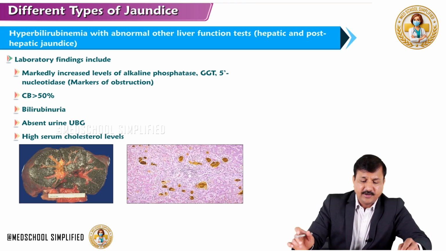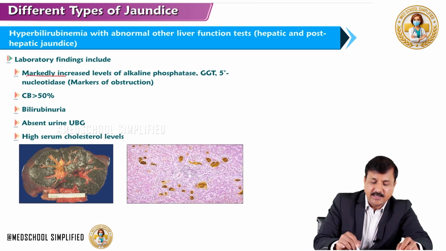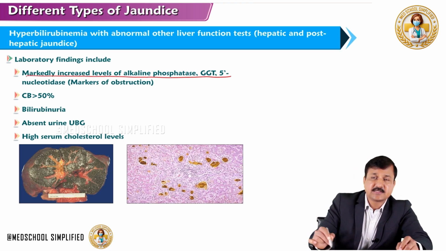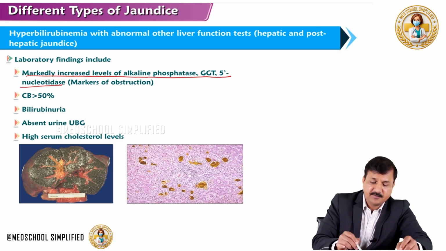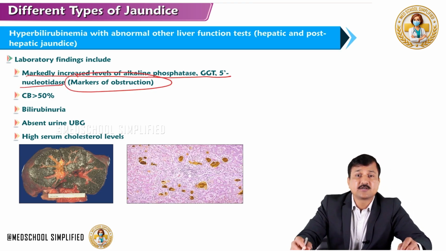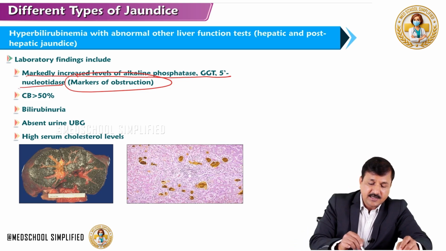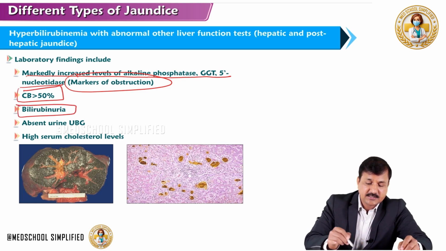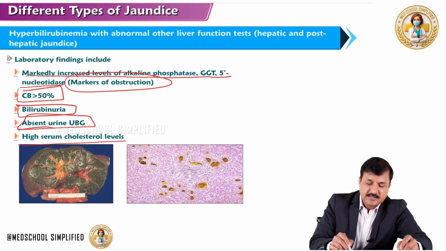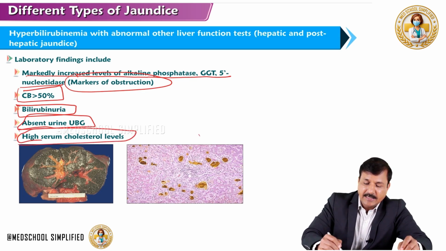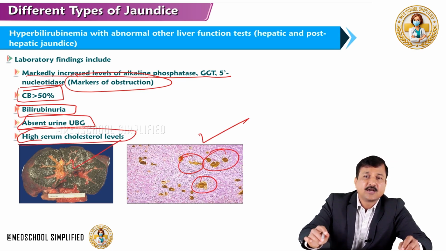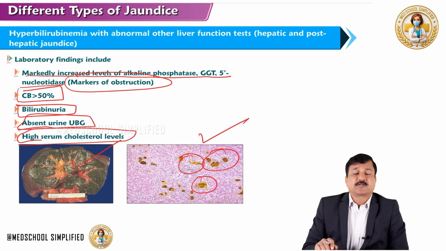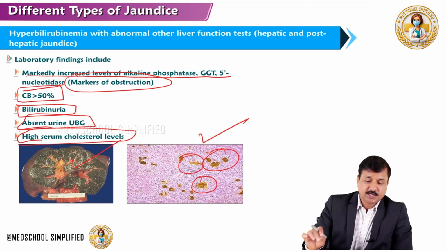Okay, so the laboratory findings, as I already told you, are markedly increased levels of alkaline phosphatase, gamma glutamyl transpeptidase, 5' nucleotidase. All of them are markers of obstruction. You're going to see that conjugated bilirubin is more than 50% of the total. Bilirubinuria is there, meaning excess bilirubin in the urine. Absent urobilinogen and high serum cholesterol levels, and bile lakes you are going to see on histopathological observation, and a green colored liver on gross inspection. So that is an obstructive pattern.